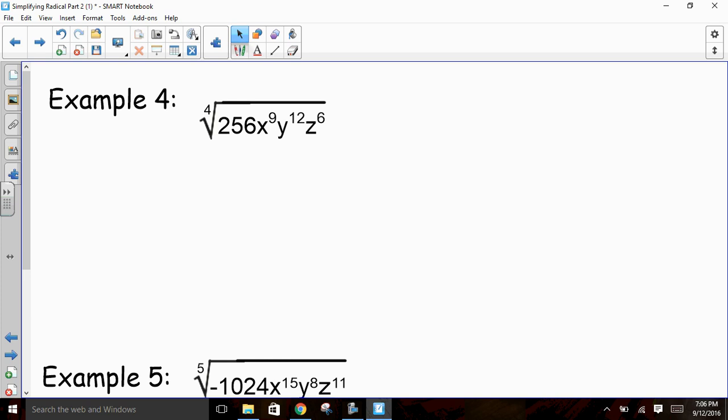Okay, so in this example, we're going to look at the 4th root because I have the little 4 out front, not because it's example 4. Haha. So let's take a look. Can I take the 4th root of 256?